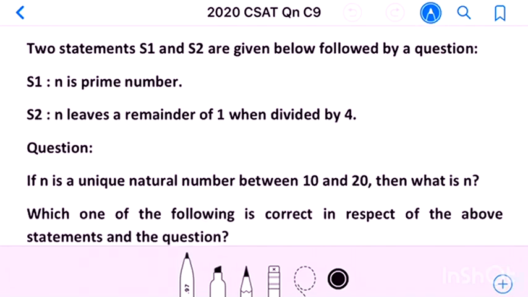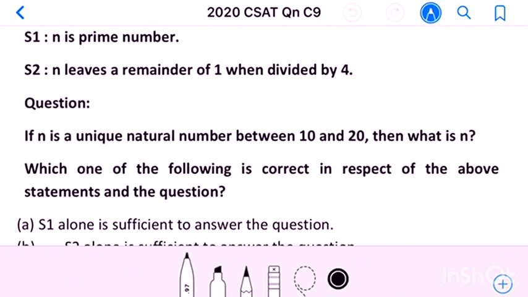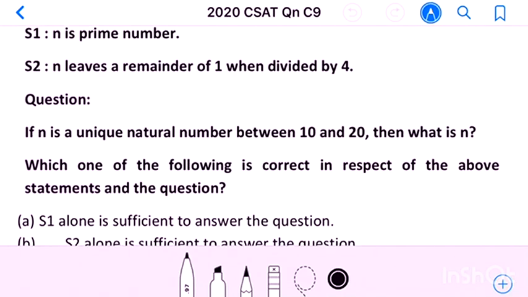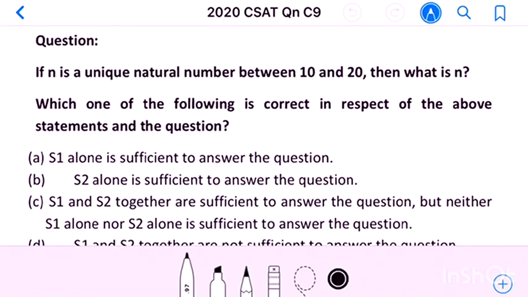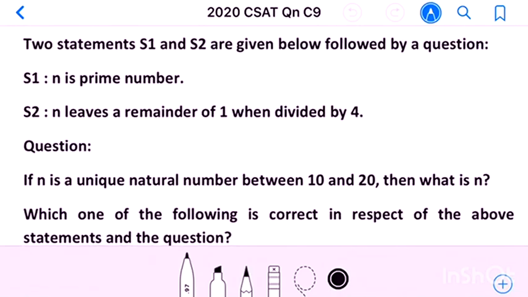Two statements S1 and S2 are given below followed by a question. S1. N is a prime number. Statement 2. N leaves a remainder of 1 when divided by 4. Then question. If N is a unique natural number between 10 to 20, then what is N? So, just like the earlier question, which one of the following is correct in respect of the above statements and the question? We have to find which statements are required to answer this question.